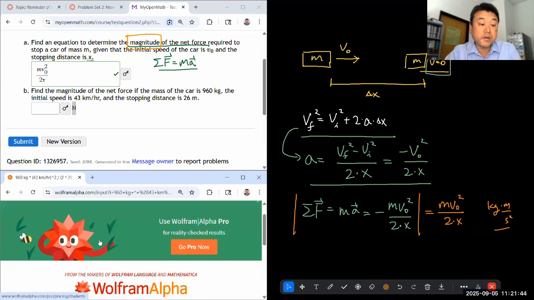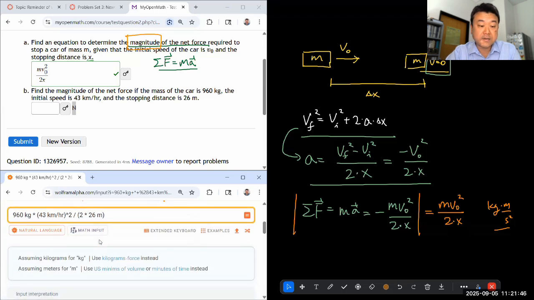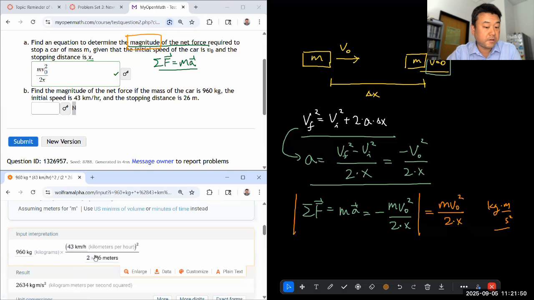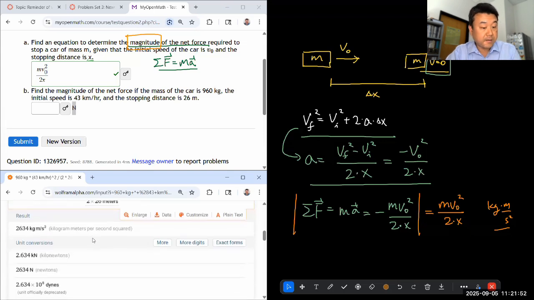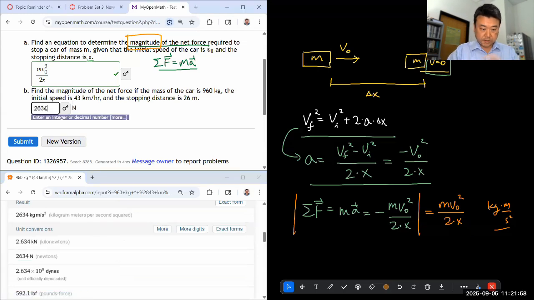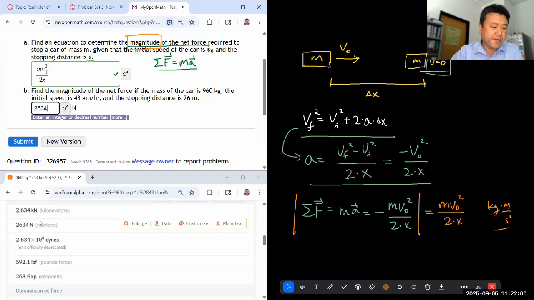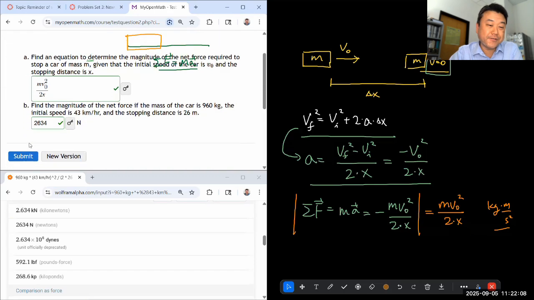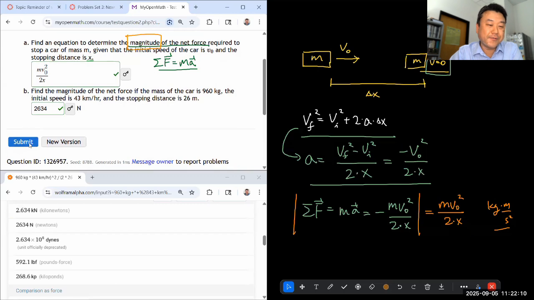After you enter it, one of the nicest things about Wolfram Alpha is it tells you how it understood you. Make sure its input interpretation is correct. Then you look for the answer in newtons: 2634 newtons. And it gives you a bunch of other units like kilonewtons and customary units. It can be good for learning about different units if that's what you're going for. Here, all I'm trying to do is get the answer.